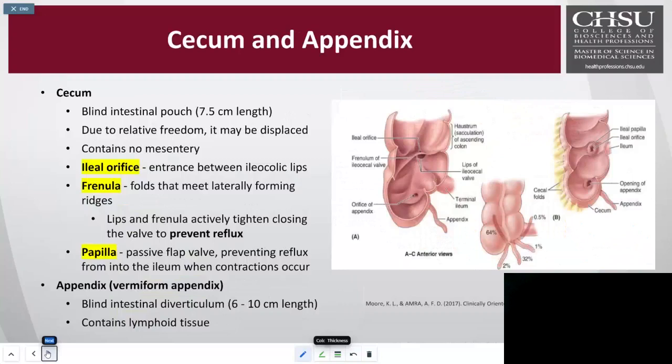All right, so over here, we have then the cecum and the appendix. So the appendix is that little pouch right there filled with bacteria, a vestigial structure, and then the cecum is that exit point. As far as the cecum goes, this is a blind pouch about 7.5 centimeters in length. The key structure is that it does not contain any mesentery at all, and it does have a small opening called the ileal orifice. This is the lip between the ileocolic lips right here. So when it comes in, you can see this opening. So the ileal orifice is right here, and this is the opening to the appendix.